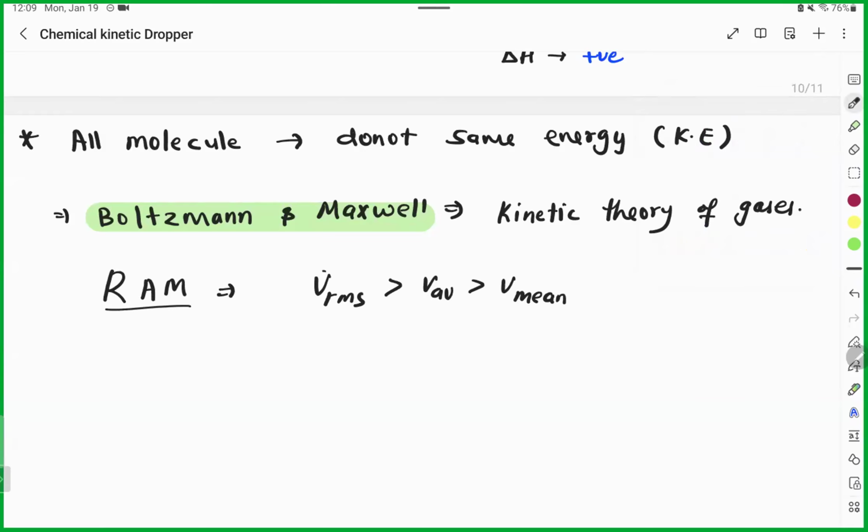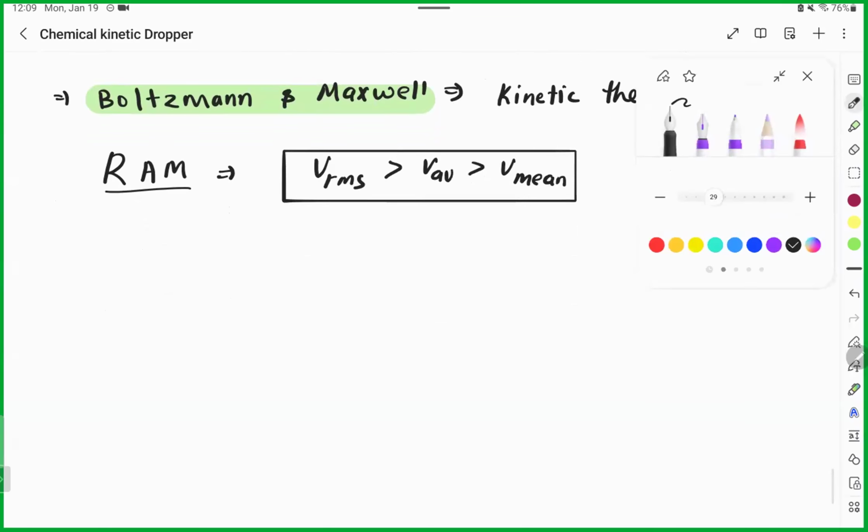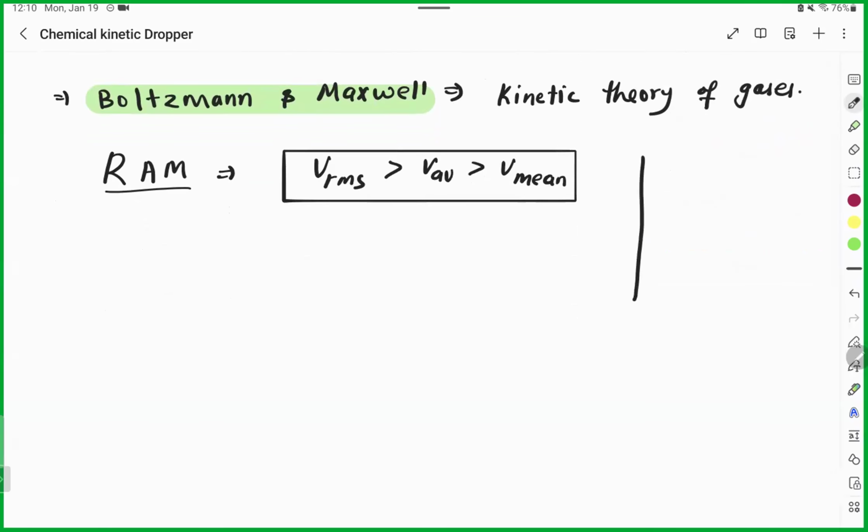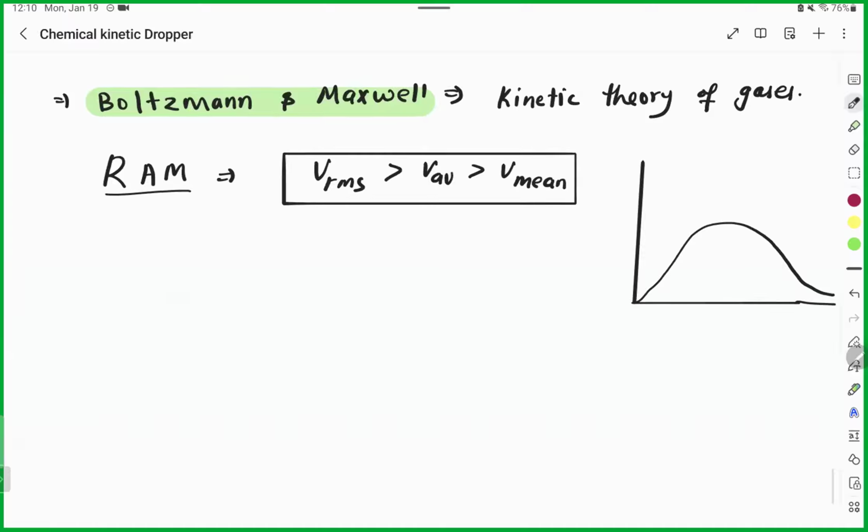Do you remember something related to this? RMS speed is maximum, then average, then most probable. This was explained by this, how energy is changing. Yes or no? Yes or no, guys?